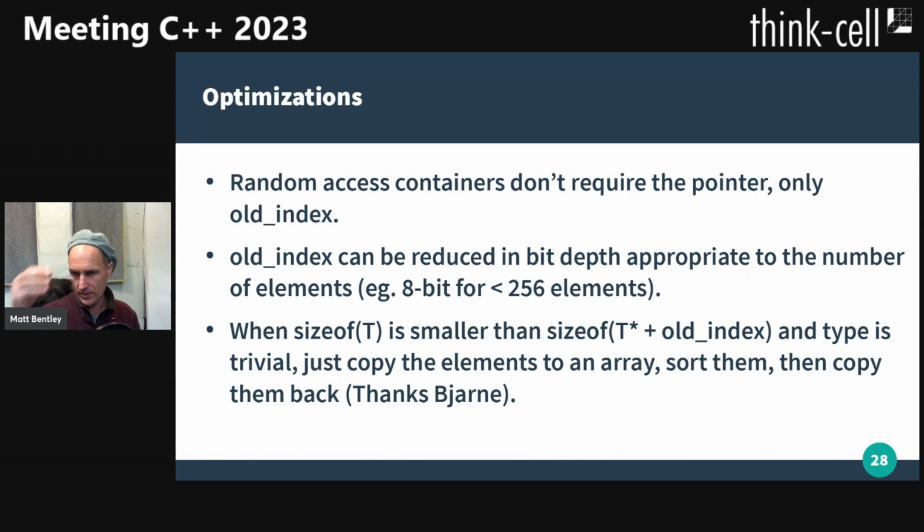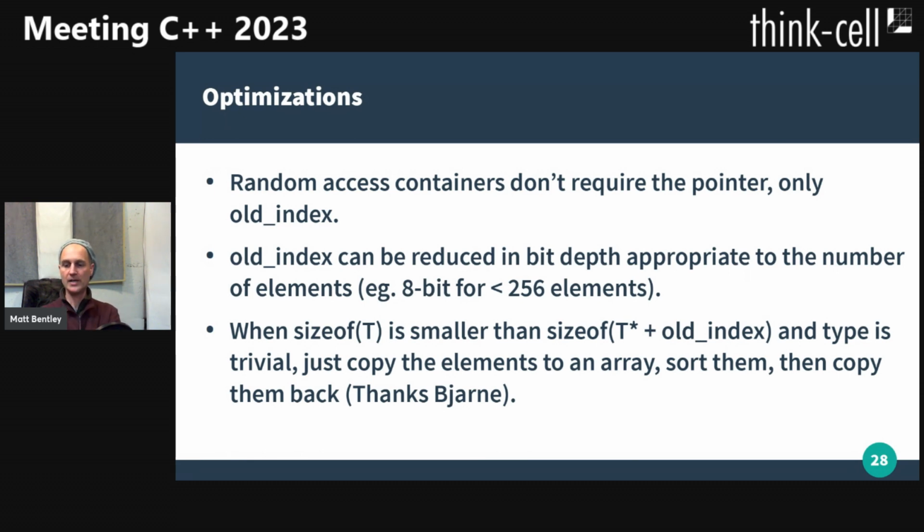This actually comes from a talk that he did earlier in the year, and I watched it, and I went... I'll just tell you what he said. He was talking about sorting a std::list, and he said, take the elements in the list, copy them to an array, sort the array, and then copy the elements back. And I thought, yeah, that's a lot more straightforward than what I'm doing, at least for elements where their sizeof is smaller than sizeof(T*) plus old index.